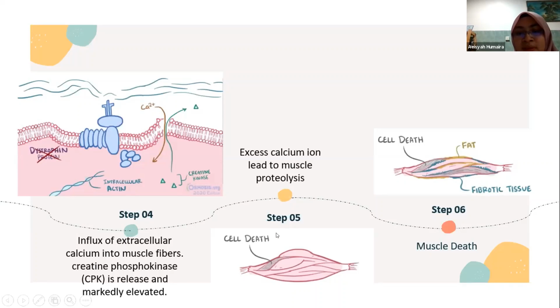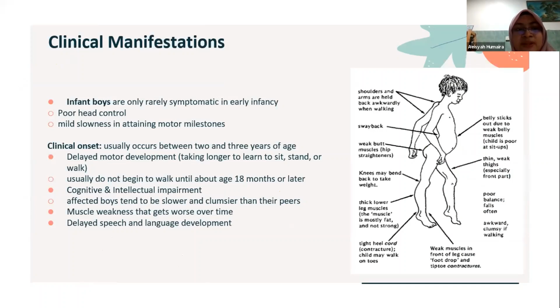So in this picture, after the muscle proteolysis and cell death, muscle will regenerate. But as it progresses, the fibrotic tissue and fat will cover the remaining muscle. For the clinical manifestation, infant boys are rarely symptomatic in early infancy, but they can have a history of poor head control and also mild slowness in attaining motor milestones.